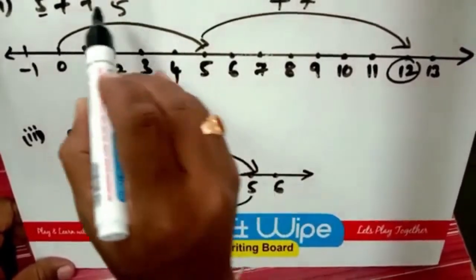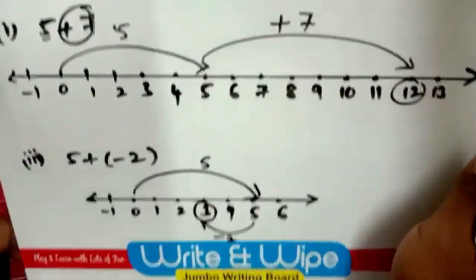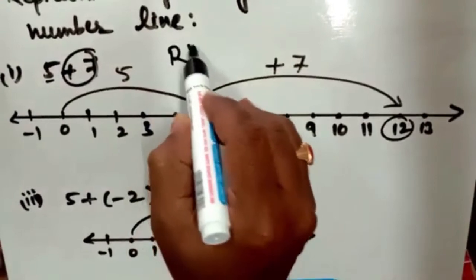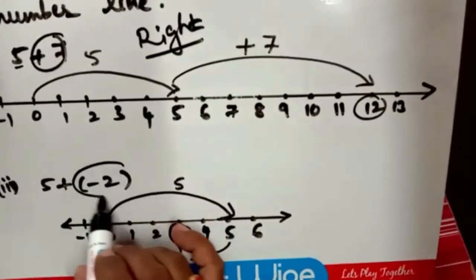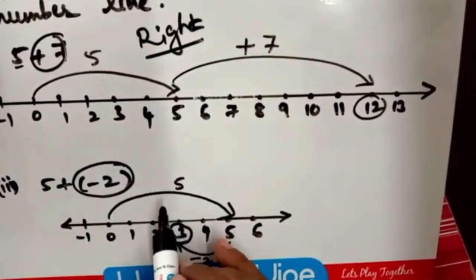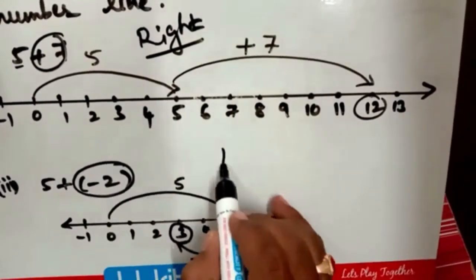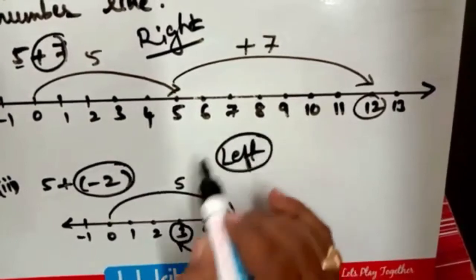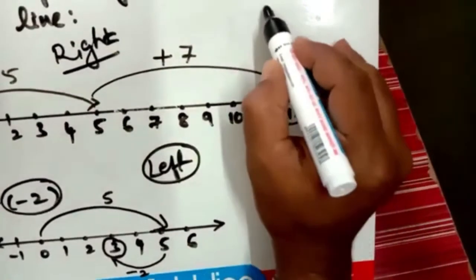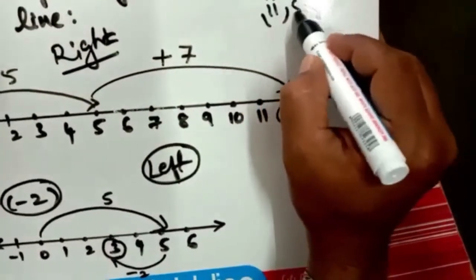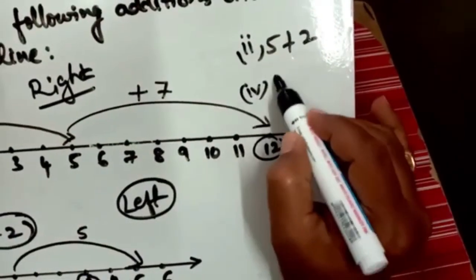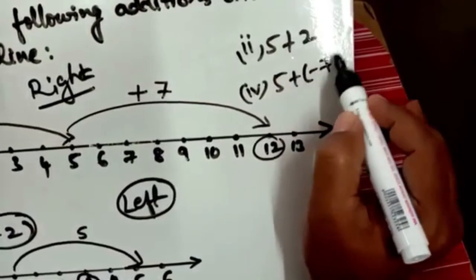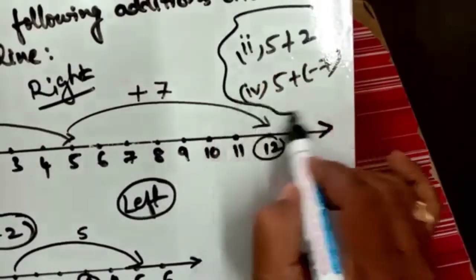So if you want to add a positive integer, you should move to the right side on the number line. If you are adding a negative integer, you should move to the left on the number line. And the second question, 5 plus 2, you should try. The next, fourth question, 5 plus negative 7, you should try these two.